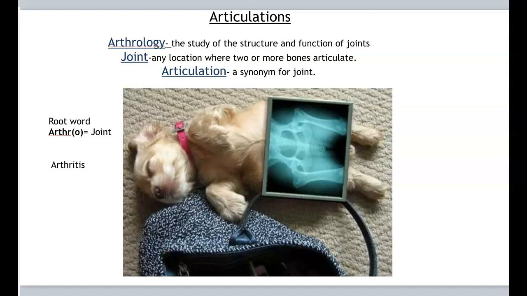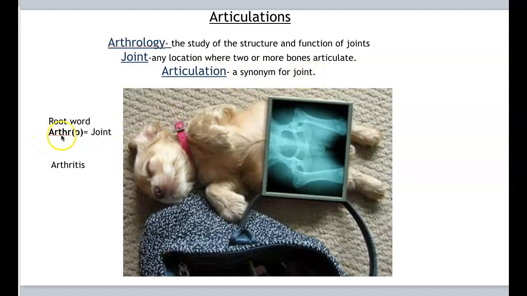Hi class, we're done with the skeletal system, so we're on to articulations. You've seen that term before, articulations. You've seen it in articular cartilage, superior articular facets. An articulation is just a joint. What is a joint? A joint is where two or more bones come together and articulate. So basically, an articulation is the same thing as a joint.